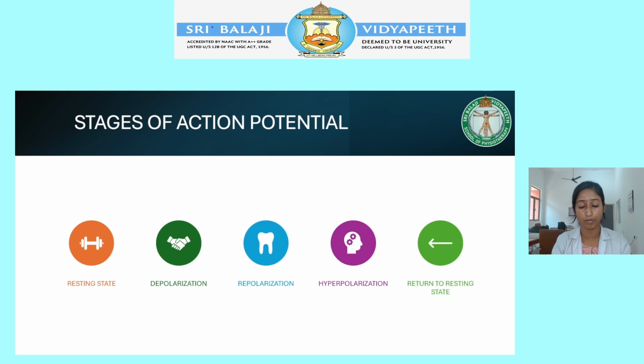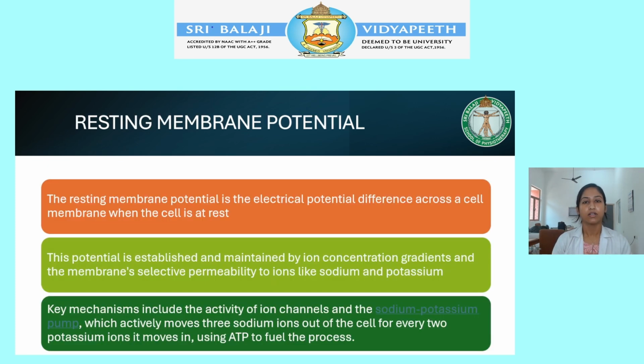So in hyperpolarization, what will happen? Because of these changes, the flow of ions, sodium and potassium, the inside will become more negative. And then finally, the ion pump and the electrical flow will make the inside of the cell a normal negative charge. So next, let us move on to the topic, resting membrane potential.